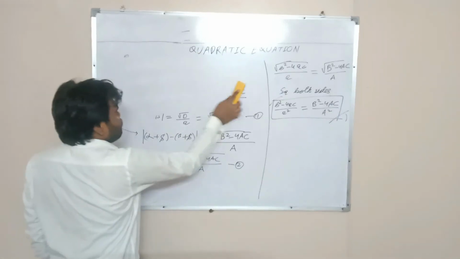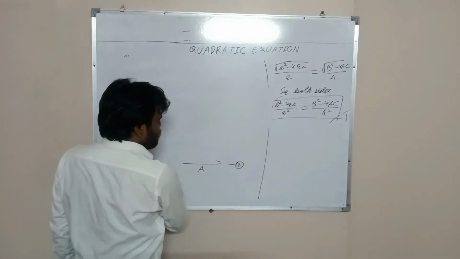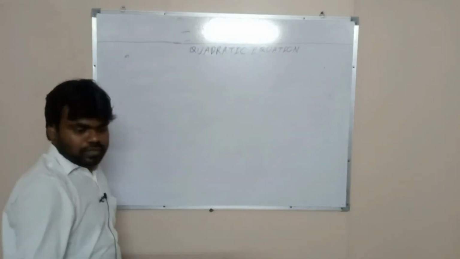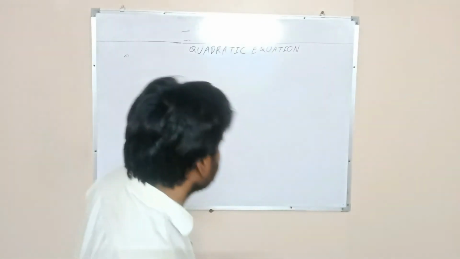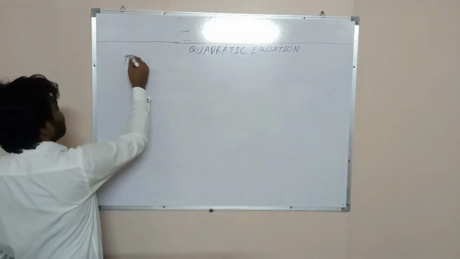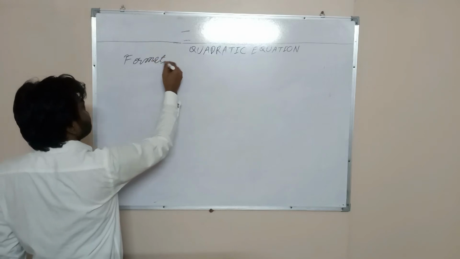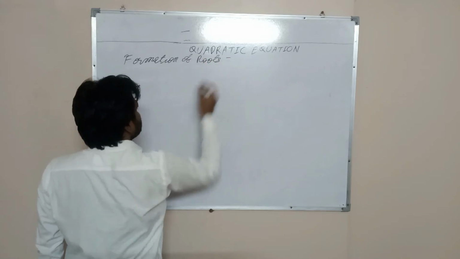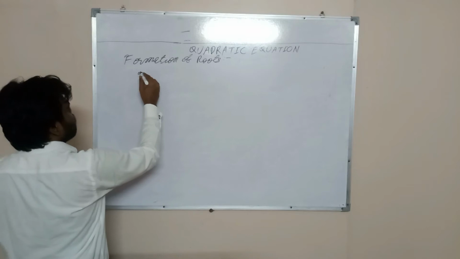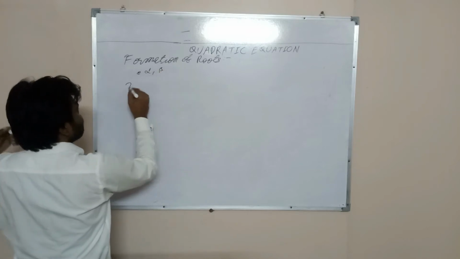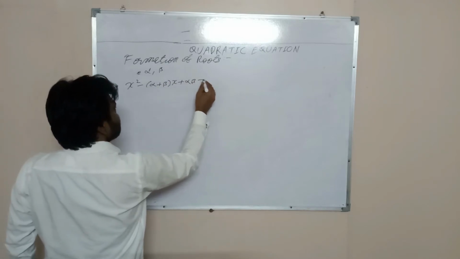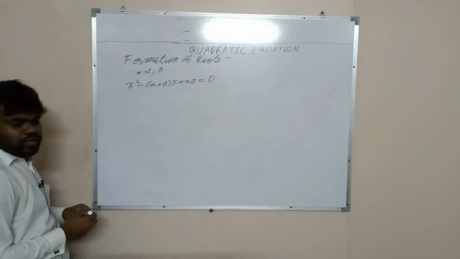Now the next topic is about the nature of roots. Firstly, we will revise the formation of roots. So as we know, if we are given alpha and beta, the equation will be x square minus (alpha plus beta) x plus alpha beta is equal to 0. So this we all know.